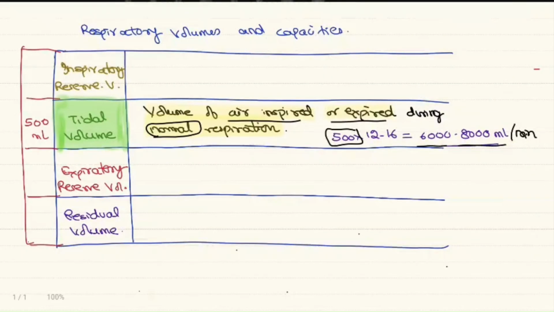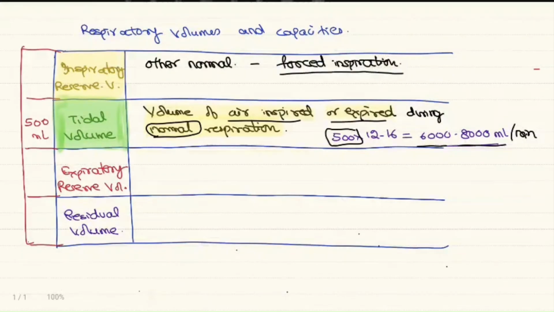Now let's move on to the second one, the inspiratory reserve volume. Remember, other than normal respiration, I can also go for forced respiration. That is, I can inhale forcibly, I can exhale forcibly. So other than the normal respiration, the air which I take by forced inspiration is called the inspiratory reserve volume, IRV.